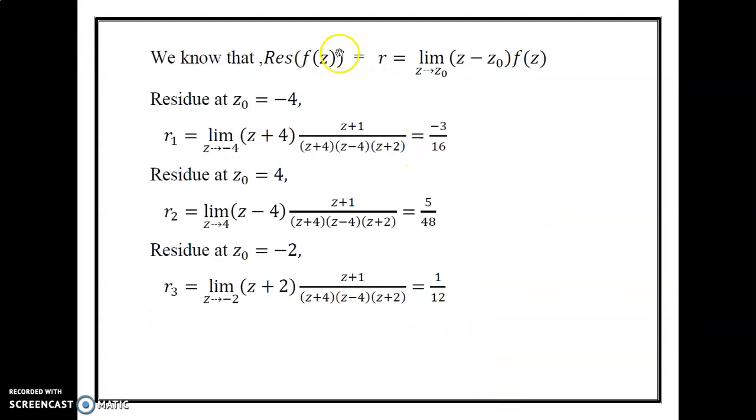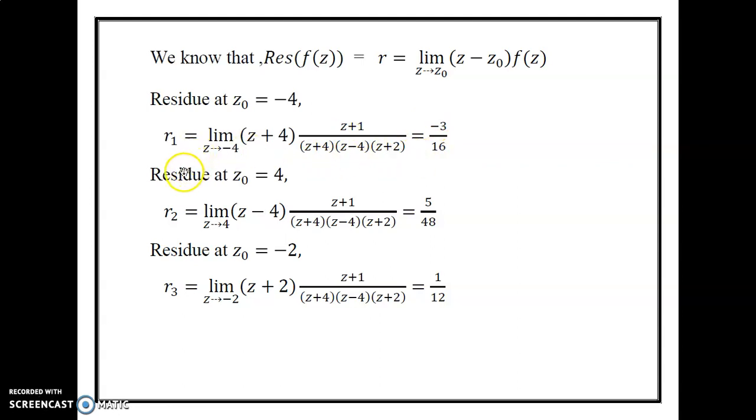We know that the simple pole formula is residue of f of z equal to the limit as z tends to z0 of (z minus z0) into f of z. First, to find the residue at the point z0 equal to minus 4, R1 is equal to the limit as z tends to minus 4 of (z plus 4) into f of z. F of z is the given function, which implies that z plus 4 cancels. Substituting z equal to minus 4, we get the final value minus 3 divided by 16.